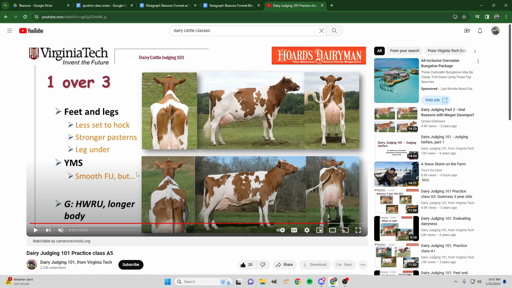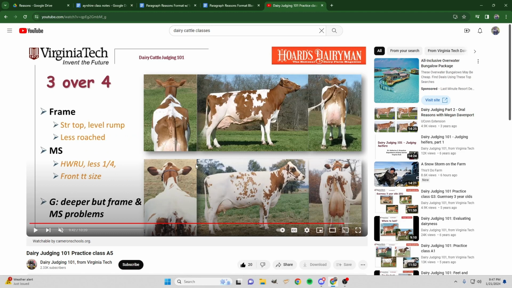And, yeah, they talk a little bit about the udder attachments of these 2 cows. Which one was longer bodied? I didn't even look at that. And they looked at their pasterns and their set to their hock. That's part of the reason why they liked 1 better than 3. And then 3 and 4, they liked the strong top that 3 presented in comparison to 4's. I'll agree there. Less roached, yep, for sure.